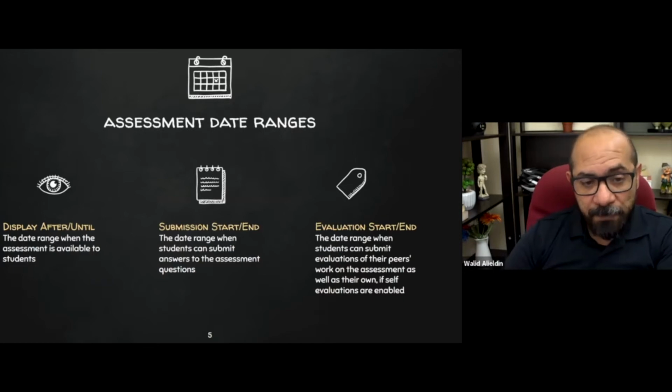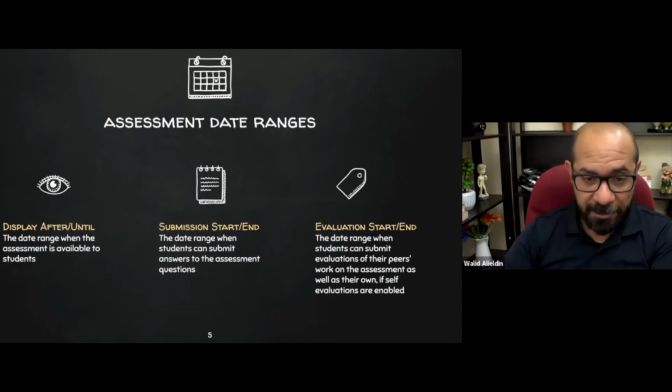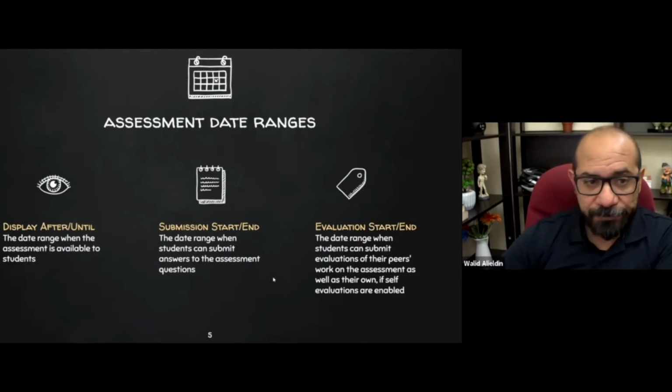And then comes the submission start and end date. You need to specify the date range for this activity. So the assessment itself has two folds, a submission activity and an evaluation activity. And for the submission activity, you will have to specify when it starts and when it ends. And you need to do so with evaluation as well.